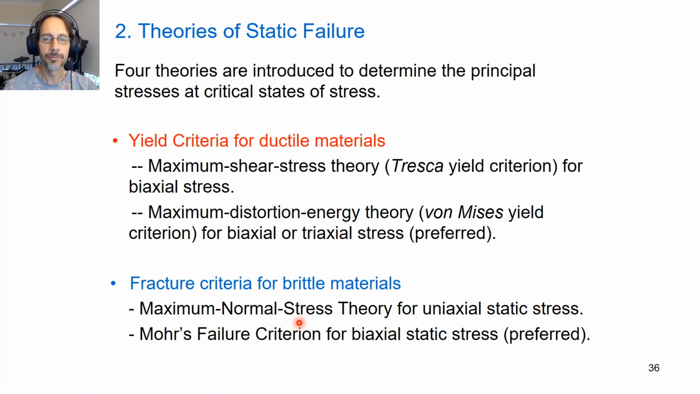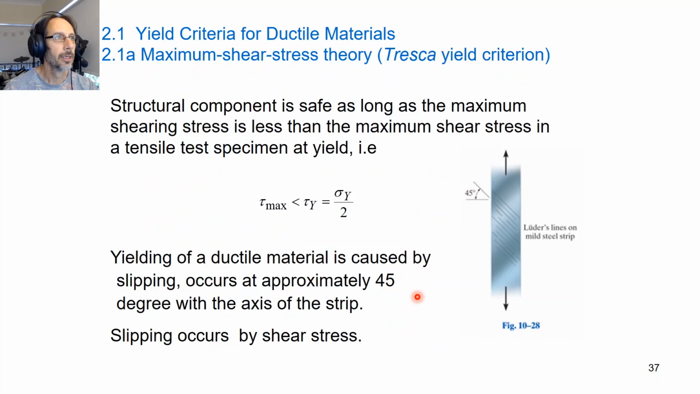They're good for very quick calculations, but if you're wanting to do serious design for brittle materials, you need to look at proper fracture mechanics, and we'll do that later in this subject. Okay, so firstly looking at the maximum shear stress theory, or the Tresca yield criterion. This says that a structural component is safe as long as the maximum shearing stress, now that could be the out of plane shear stress that we talked about in the first part of the lecture, where we looked at the absolute maximum shear stress out of plane.